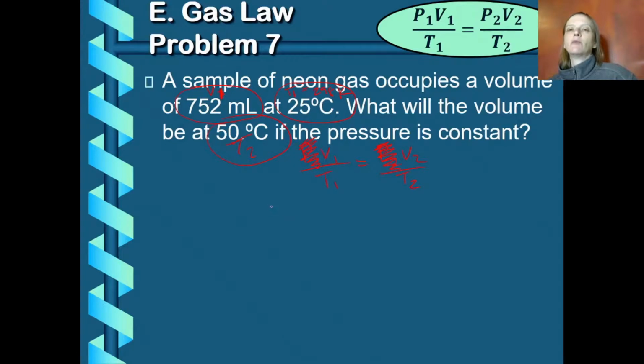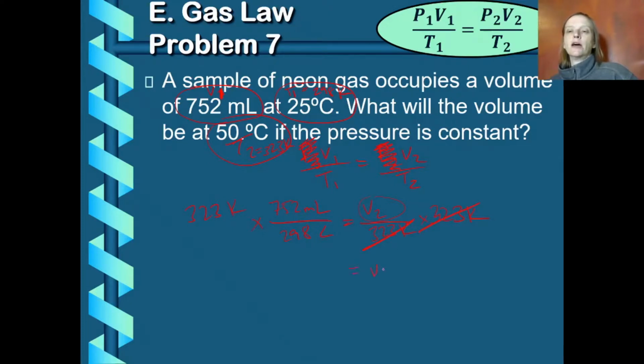V1 divided by T1, that would be 252 milliliters divided by 298 Kelvin, equals, I don't know what V2 is, but I do know that temperature 2 is 50, I'm sorry, not 50 degrees Celsius. I didn't convert that to Kelvin, is 323 Kelvin. And I accidentally deleted this, so I'm going to have 323 Kelvin here. And now I solve for V2. Right now, V2, I'm dividing away the 323. So the opposite of that is to multiply by 323. So I do the same thing to both sides of the equation to keep the equation equal.